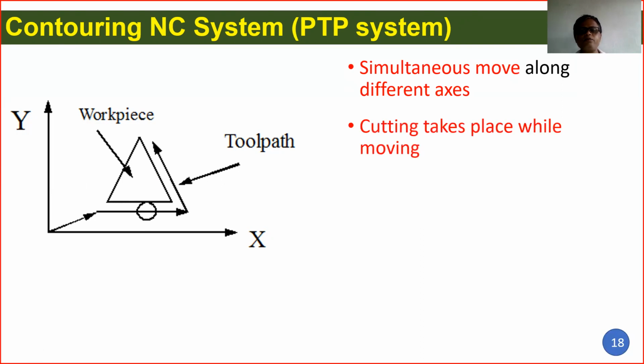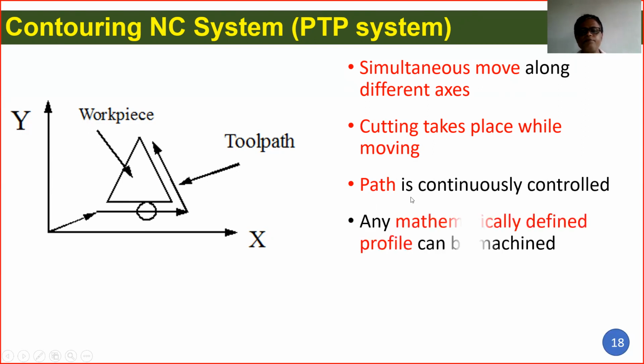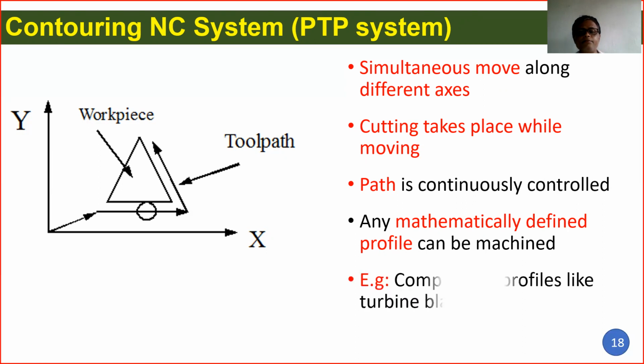The cutting takes place while moving, which was not the case in PTP system. The path is continuously controlled. Any mathematically defined profile can be machined. So any profile that can be defined mathematically can be machined and generated. For example, complicated profiles like turbine blades can also be machined using the contouring NC control systems. So this is regarding the control systems of NC machines.